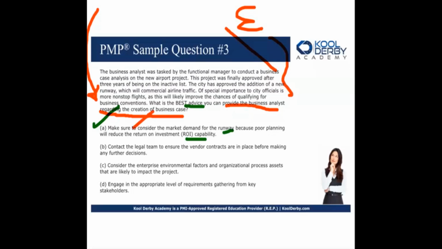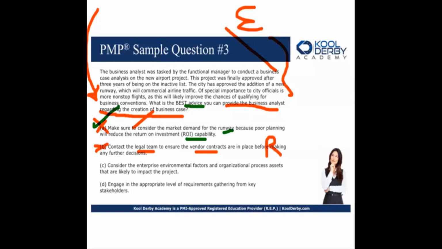Good, that's gone. Contact the legal team to ensure the vendor. Why is B gone? Why is that not even relevant? Legal team number one, but obviously we can move forward. Yeah, I mean we've got the plan to go. So yeah, I guess we can go. Now, this could possibly be a right answer, it's just not the best answer.